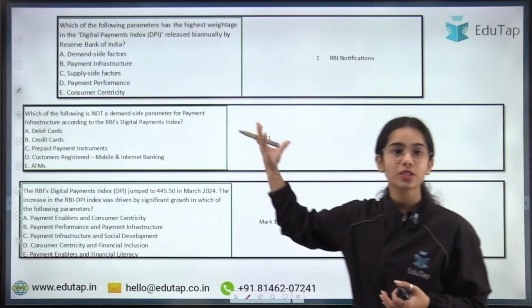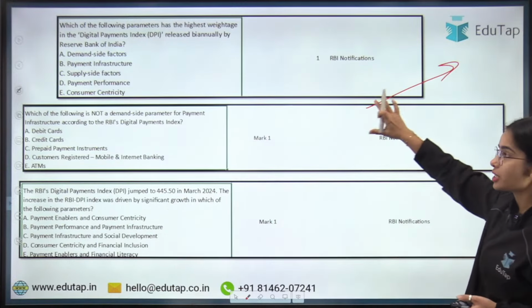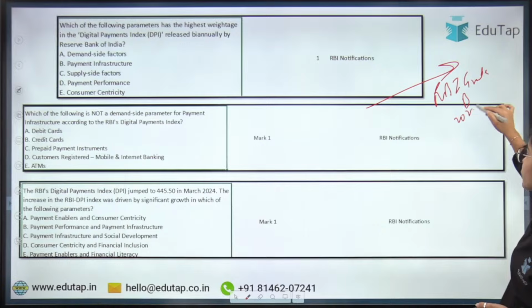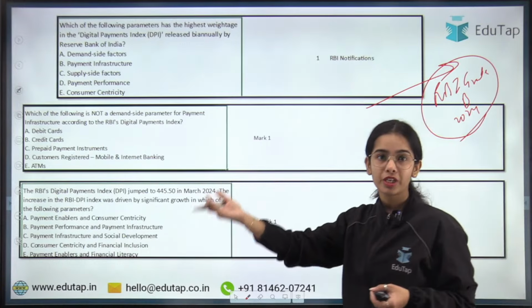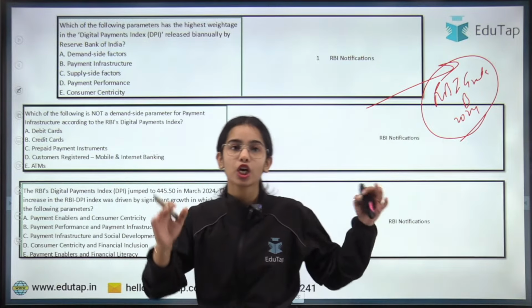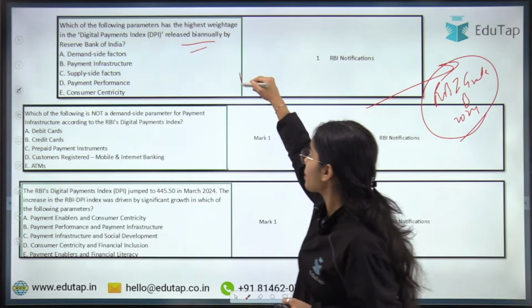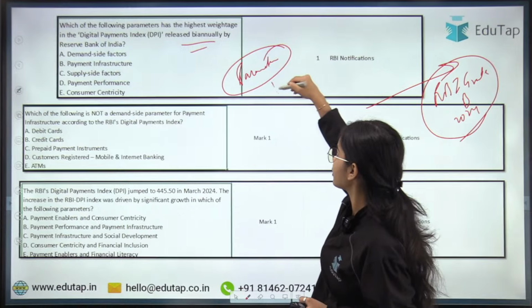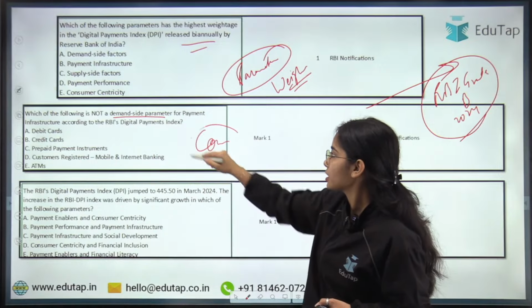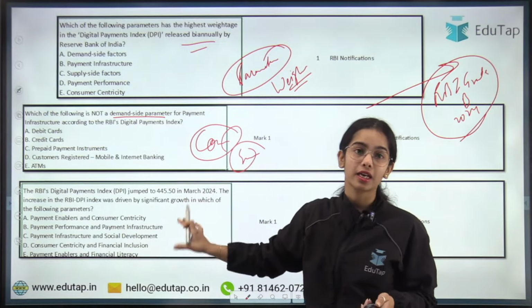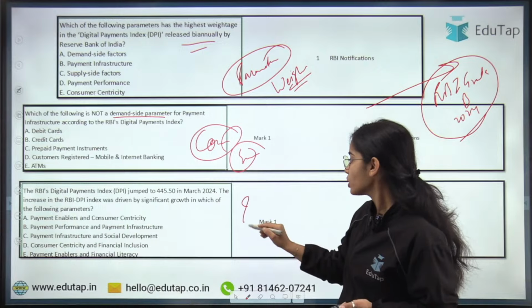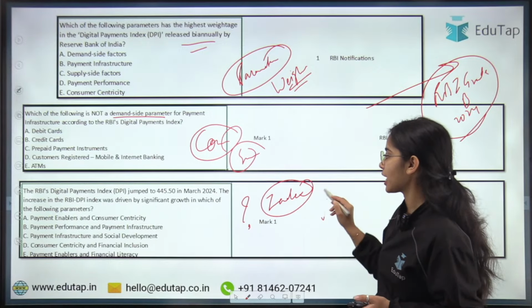Why am I saying so? These are the memory-based questions that came in the RBI Grade B examination in 2024. In just the previous RBI Grade B examination, there were multiple questions from the Digital Payment Index. Regarding the parameters and their weightage, there was a question. Regarding the component or sub-parameter within a parameter, there was a question, and regarding the index number also, there was a direct question. And on what basis the index has increased, there was a question on that too.